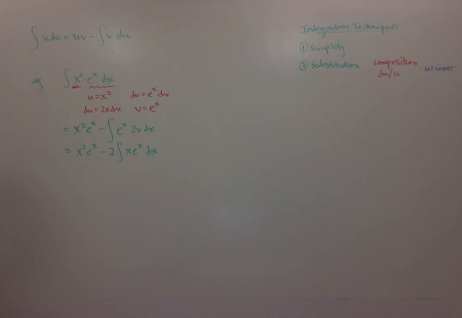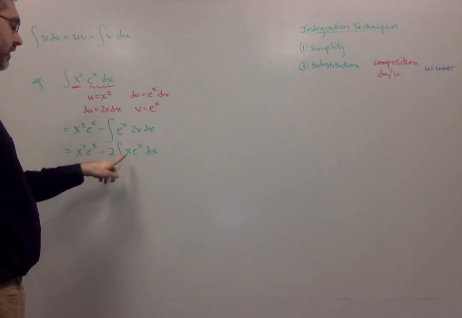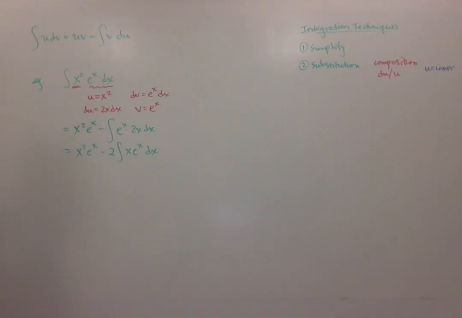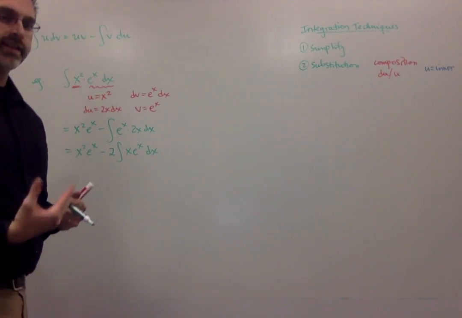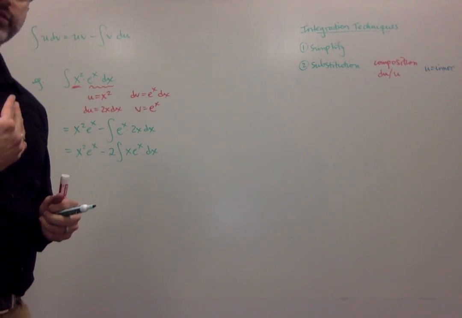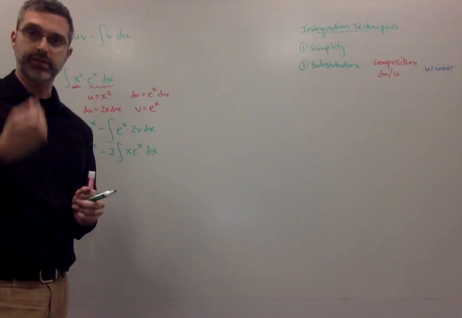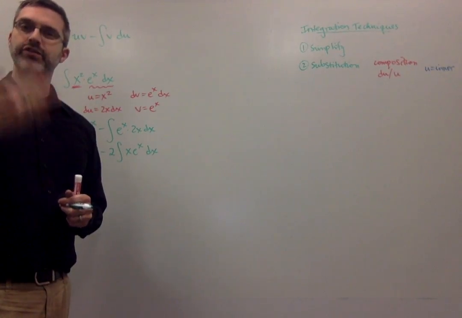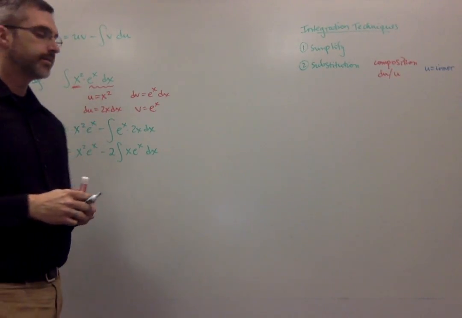Now we should always step back and ask ourselves, did it get better? If it didn't get better, we're doing something wrong. Did this get better? Notice I started with x squared e to the x, now I have x e to the x. So it is better, but we're not done. And this motivates a comment that I want to make here, that sometimes you may have to do integration by parts multiple times. Kind of like sometimes you may have to do substitution a couple of times.